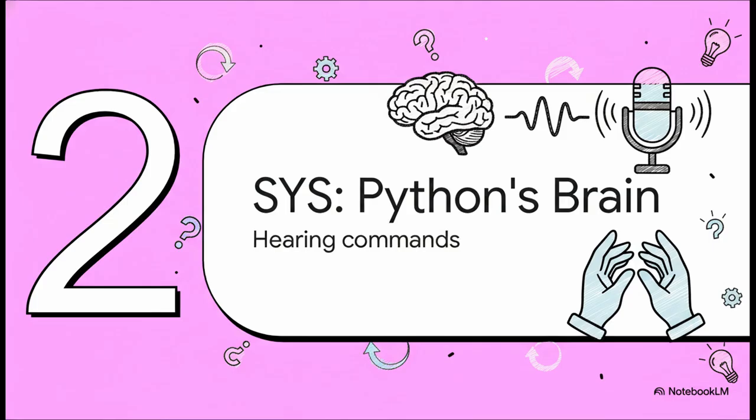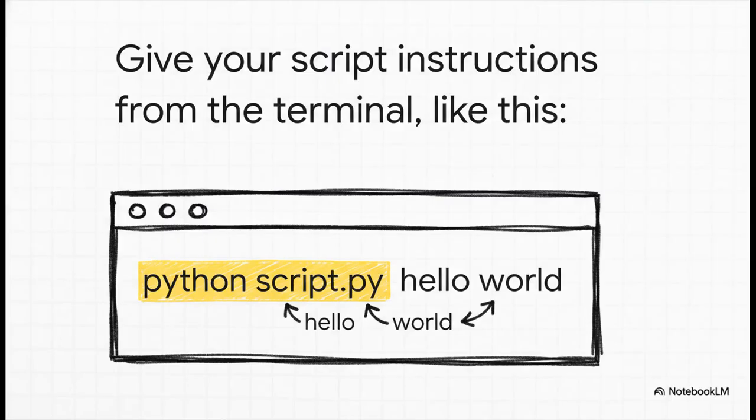All right, so our script has hands, thanks to the OS module. Now it's time to give it a brain and a voice with the SYS module. This one is all about self-awareness. It lets your script understand the context it's running in and, well, listen. You know, you don't always want to have to open your script and change the code just to get it to do something a little different. A much better way is to give it instructions from the outside, from the command line, just like this. Those extra words, hello and world, are what we call arguments. They're the instructions we're passing in.